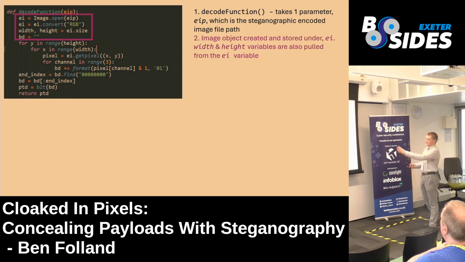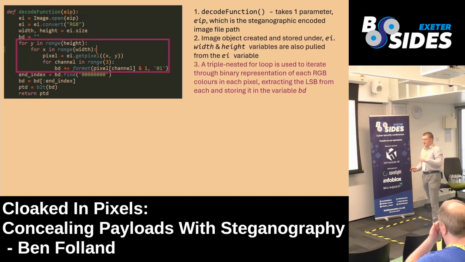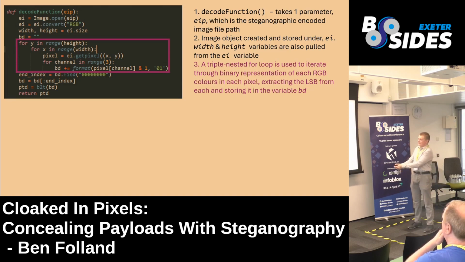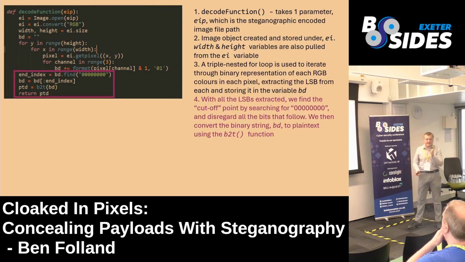We then do some calculations to pull out the width and height. We then did what we did before, and we looped through all pixels, and then for each pixel we loop through the RGB components, and what we're doing here is just pulling out that least significant bit. And then I mentioned there was that null byte, the string of 8 bits, which indicate the end of our encoded data.